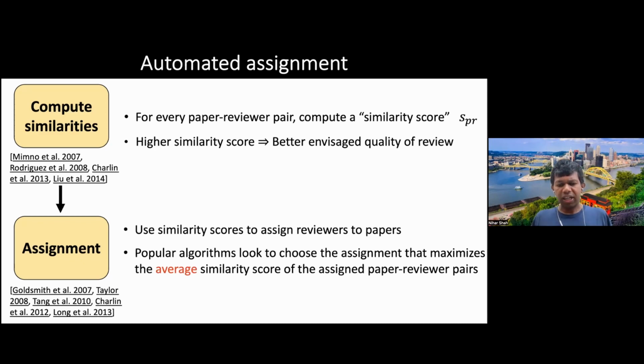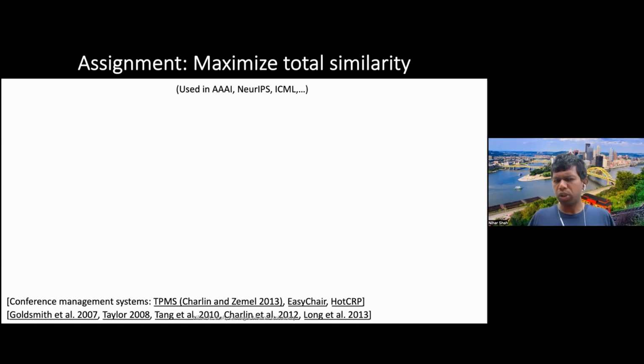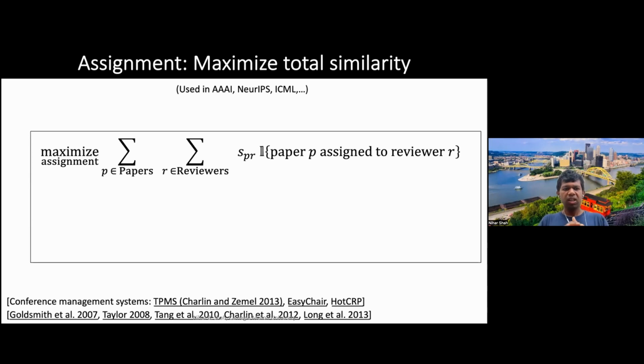So what do popular algorithms do? They look to choose the assignment that maximizes the total or average similarity score of the assigned paper-reviewer pairs. Let me make this more formal in the next slide. Here is what they do, and they do this commonly across most of computer science. You have the similarity scores SPR for any paper P and reviewer R. Remember, higher is better.